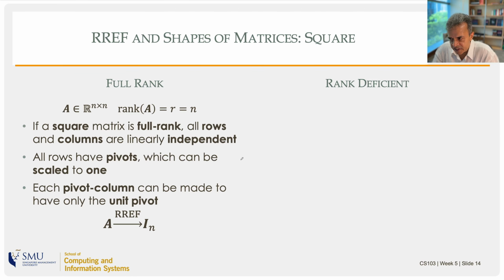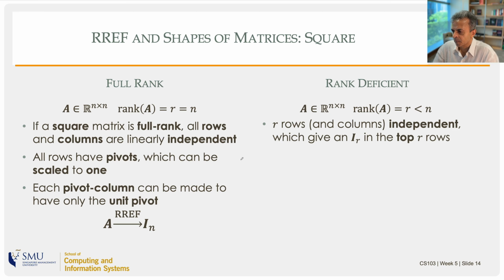If it is rank deficient, then it becomes more interesting. Suppose R is less than n, the rank. So R rows will have pivots, R columns also, and by the property of REF, the zero rows are going to be below. The top R rows will have pivots, and there will be an identity matrix of size R, but it is embedded in the matrix of the original size n by n. The bottom n minus R rows will be zeros because those rows got eliminated by Gaussian elimination.